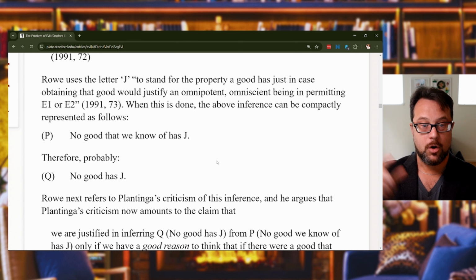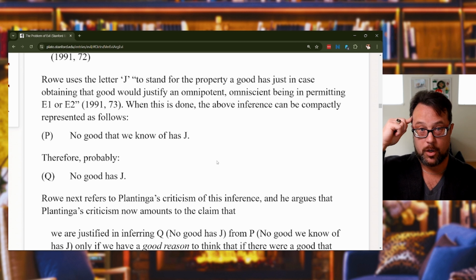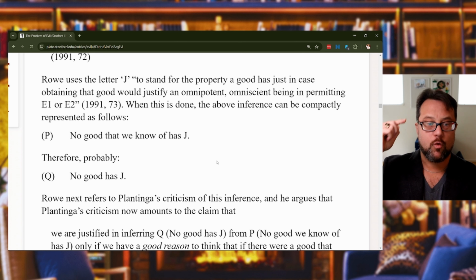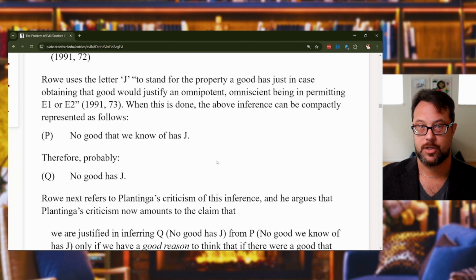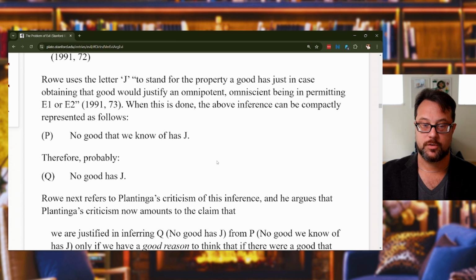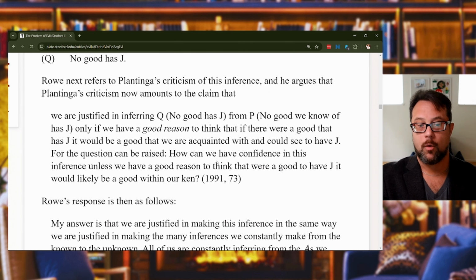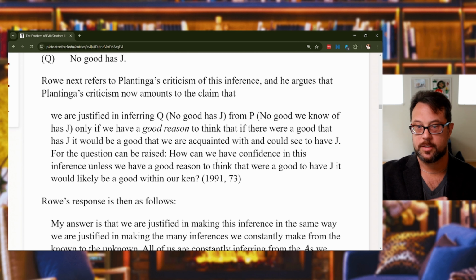P: no good we know of has J, the property that the good would have that would justify God in permitting it, and therefore probably Q: no good has J. So again, we've gone from "no good we know of" to "no good," full stop. Now Rowe turns to Plantinga's criticism of this inference.